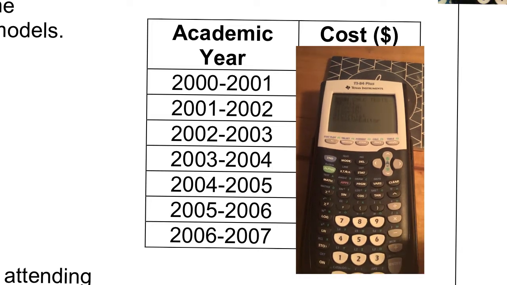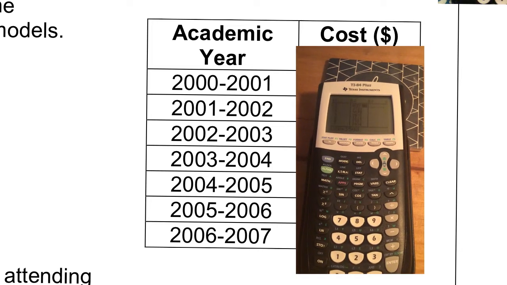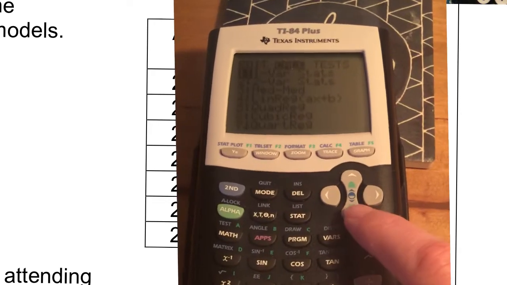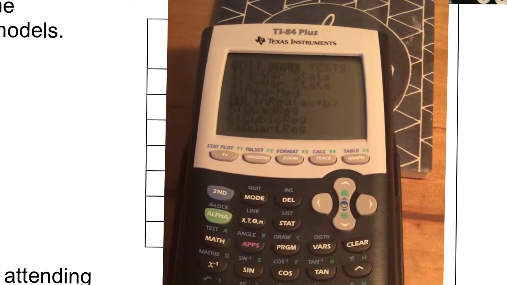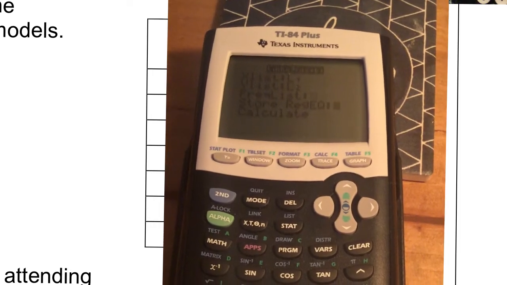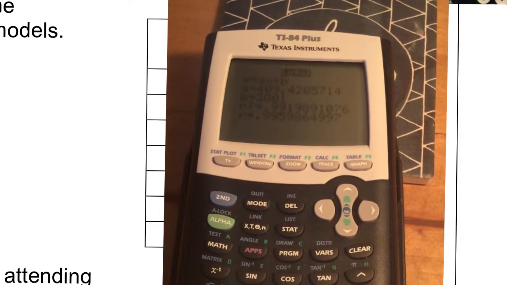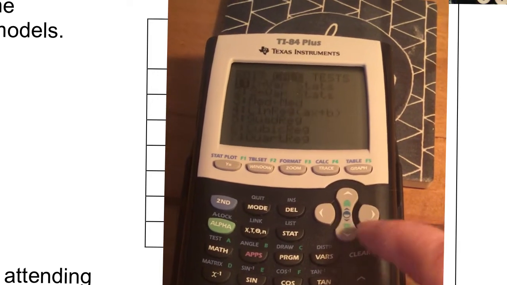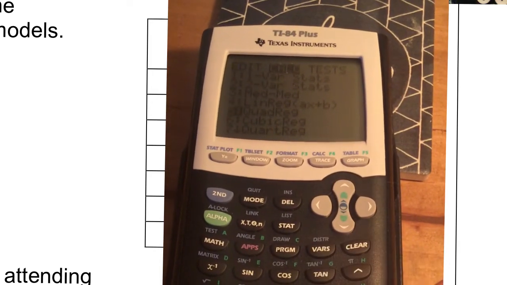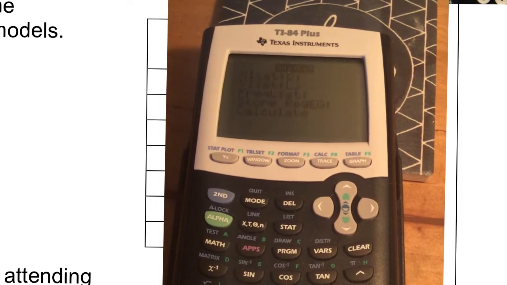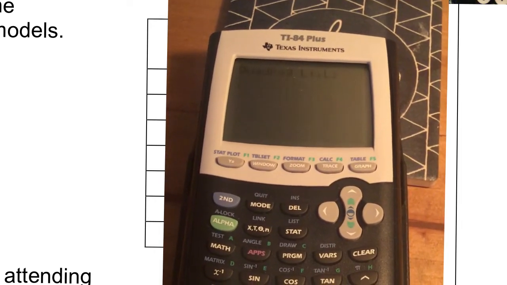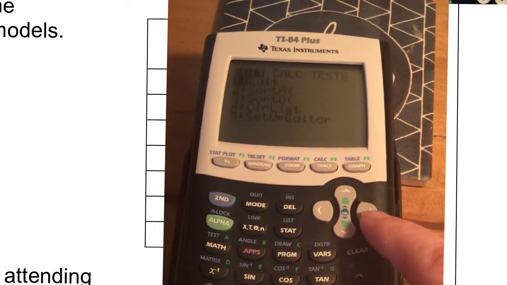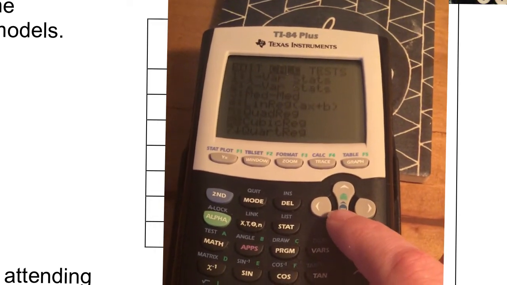However, I like to use the stat function with the diagnostics on. So notice that we have the diagnostics. We're looking for a linear regression. And note that the R squared is 0.9198. Now let's look at the quadratic regression. The R squared is 0.9925, so it's higher than the linear regression.